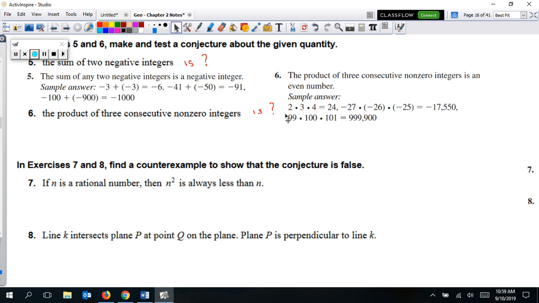And so you can use one of these here, or use the ones I said, like 1, 2, 3 equals 6, that kind of thing. You might want to write a couple of them down just to show that you're getting an even integer.